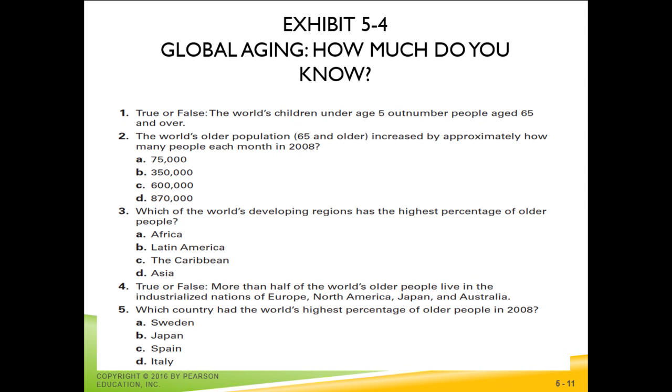Number 4, false. 62% of all people aged 65 and older now live in the developing regions of Africa, Asia, Latin America, the Caribbean, and Oceania. Number 5. Japan, with 22% of its population aged 65 and over, has surpassed Italy as the world's oldest country. Why should Japan reverse this trend?